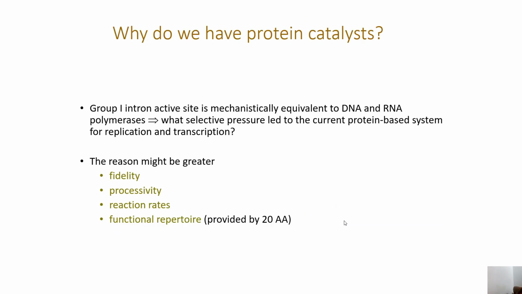So what do we have? Protein catalysts. So the group 1 intron active site is mechanistically equivalent to DNA and RNA polymerase. So what selective pressure led to the current protein-based system for replication and transcription? The reason might be much greater fidelity, processivity, reaction rates, functional repertoire, all of these other reasons.